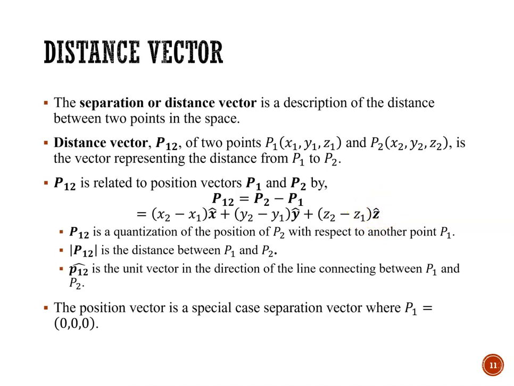So in this case, P12 is a quantization of the position of P2 with respect to P1. Always read it from the right hand side to the left hand side. P12, in bold here, is the distance between P1 and P2. P12 hat is the unit vector in the direction of the line connecting P1 and P2.